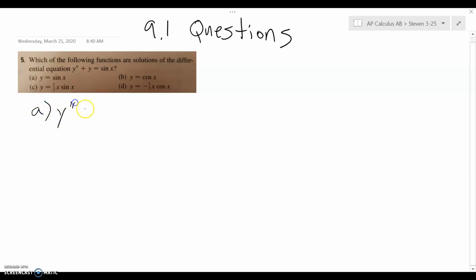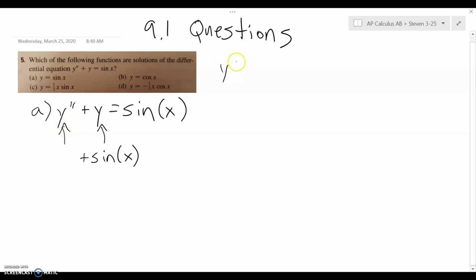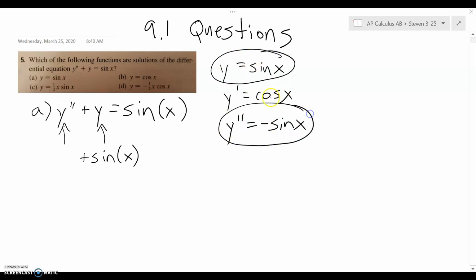If you have the differential equation listed as y double prime plus y equals sine of x, what you need to do is plug in a second derivative and the original function. So we know the original function, that's sine of x. The first derivative would be cosine, and the second derivative would be negative sine. So we plug the y double prime in, and on the left-hand side of the equal sign we've got negative sine and positive sine. When you add those two together, you get 0.